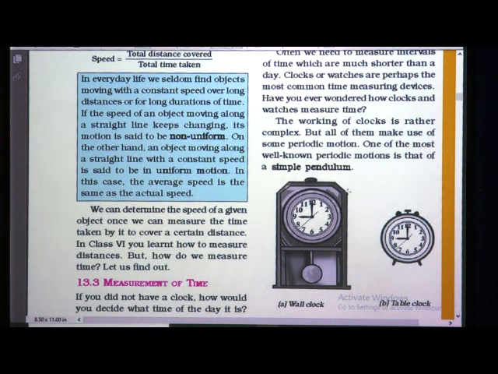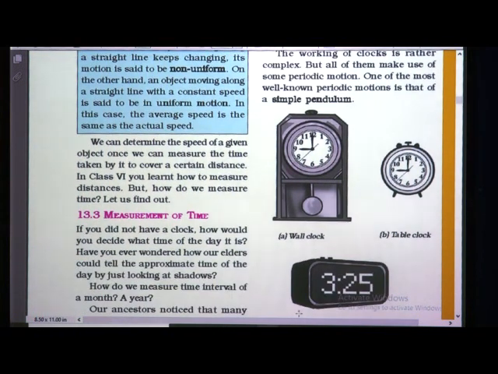and distance. So, two numbers. Sometimes we have to calculate speed, then we need time and distance covered. But if we need to calculate distance, then time and speed will be required. And when we have to calculate time, then speed and distance will be required. We learned these things in our previous class. So, let us move to our next point, 13.3, measurement of time.